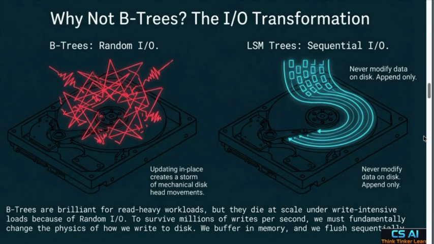Why don't we use binary trees for everything? Because of the I/O transformation. Binary trees rely on random I/O, updating data in place, creating a storm of mechanical disk head movements. At scale, this dies. To survive millions of writes per second, wide column stores use LSM trees, which are log structured merge trees. We fundamentally change the physics. We never modify data on disk. We only append. We buffer in memory and flush sequentially, turning chaotic random writes into a smooth stream.